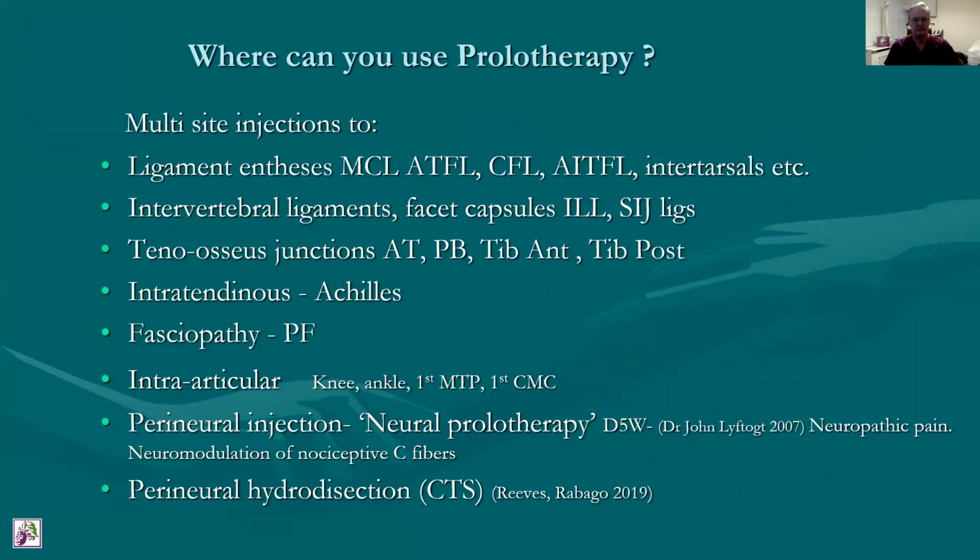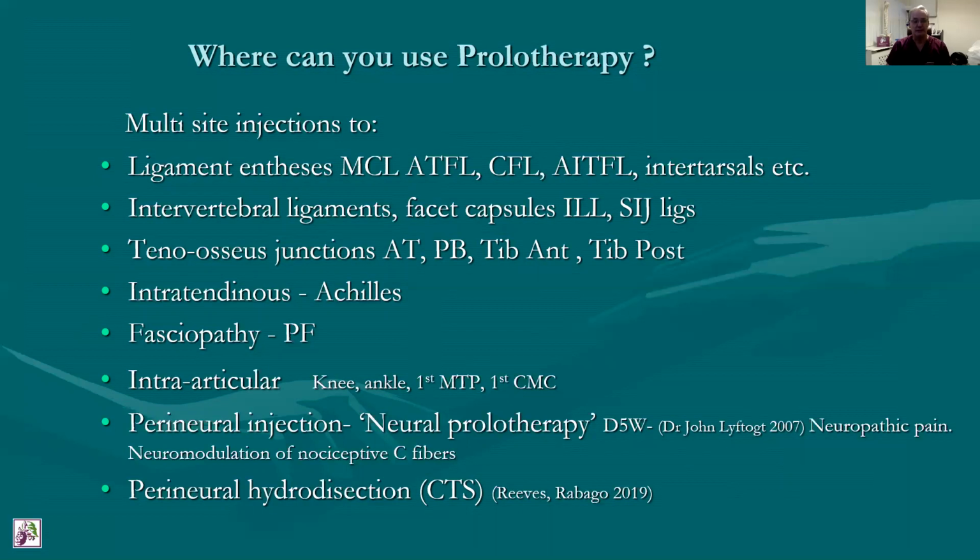So there are many other sites where you can use prolotherapy, particularly the MCL, the ATFL we've talked about, the calcaneofibular ligament and the high ankle sprain, the anterior inferior tibiofibular ligament, which can also be treated with prolotherapy, particularly if they have grade 1 or 2 tears. And there are the intertarsal ligaments of the foot. There is varying success in treating these ligaments, and some are backed up by studies and some are backed up just by anecdotal experience.